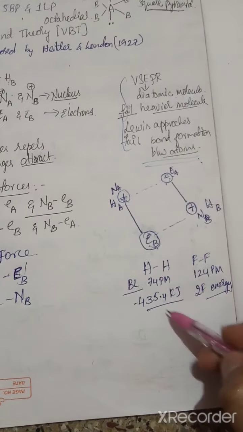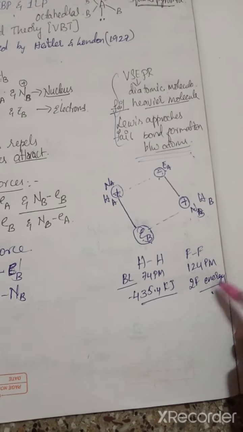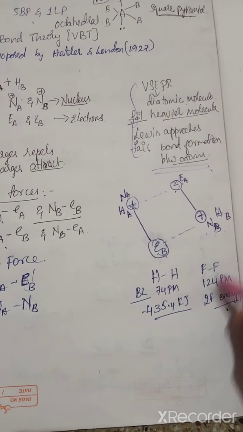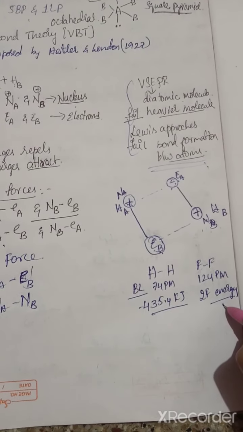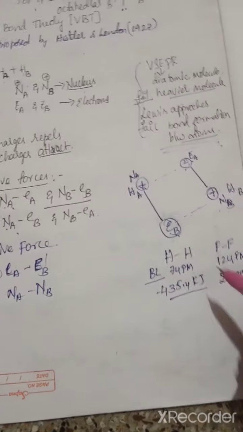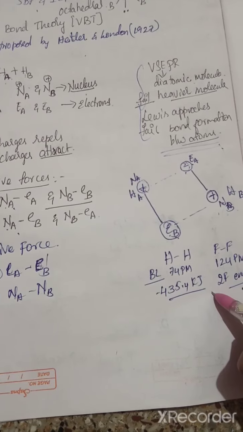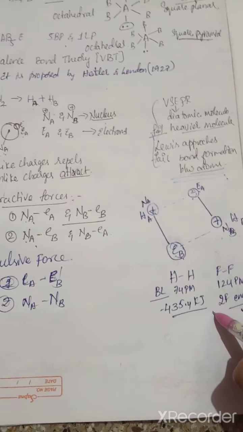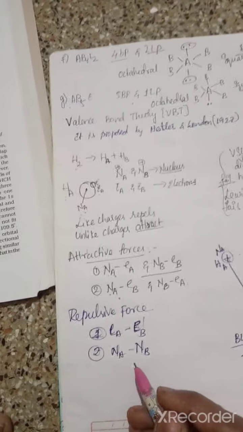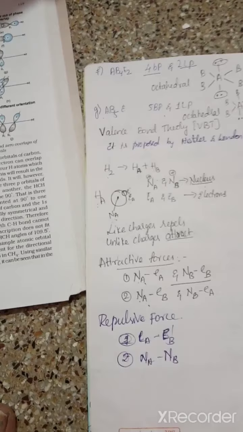This is the major thing where the Lewis approach fails. ಬಾಂಡ್ ಫಾರ್ಮೇಷನ್ದು ಅಂತ ಹೇಳಿದ್ದು ಇದು ಒಂದು ಕಾರಣ ಇರುತ್ತೆ. So why I am discussing this here is that I will show you the bond enthalpy, how we will discuss it, through a graphical representation.